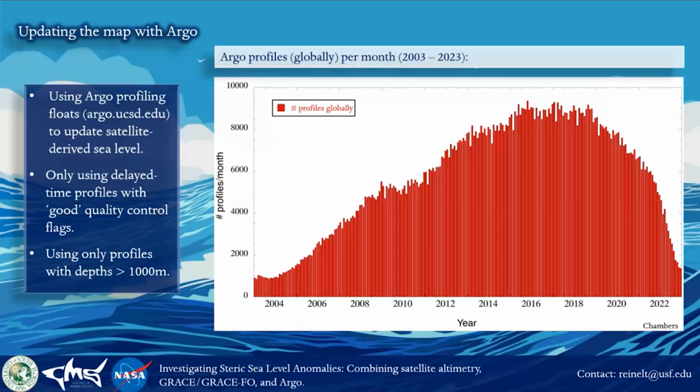Now, as far as Argo goes, we're only using profiles with delayed time data and good quality control flags, and only using profiles with measurements below 1,000 meters. And in this figure here, you can see a time series of just how many Argo profiles there are that meet our criteria.